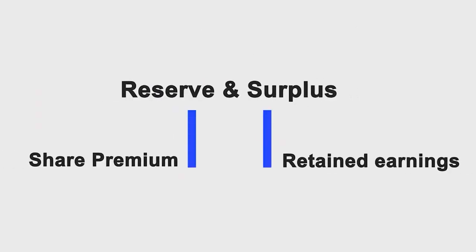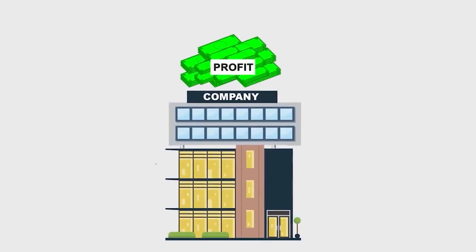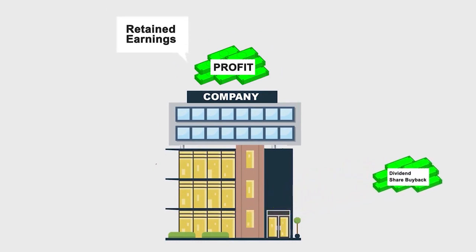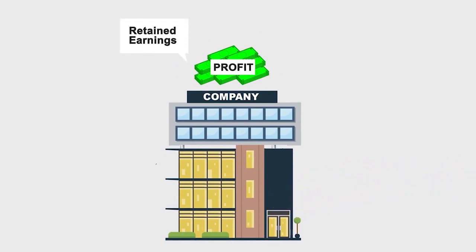In reserves and surplus, apart from share premium, there is one more thing which is called retained earnings. Let us see what retained earnings is. After dividends and share buyback is taken out from the net profit that is earned by the company, the amount that is left is called retained earnings. This retained earnings is included in reserves and surplus.